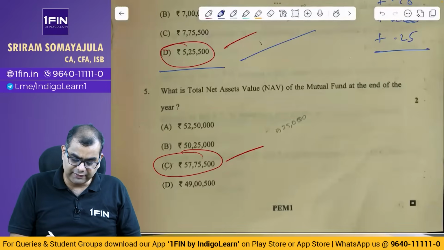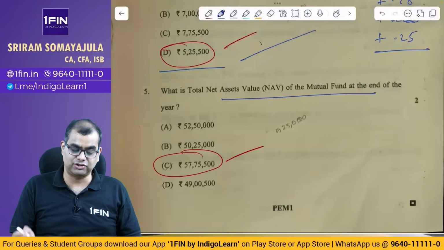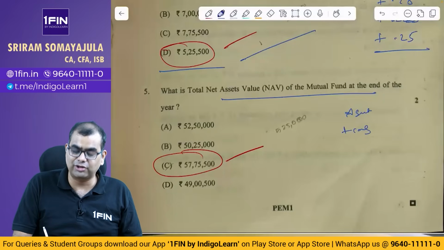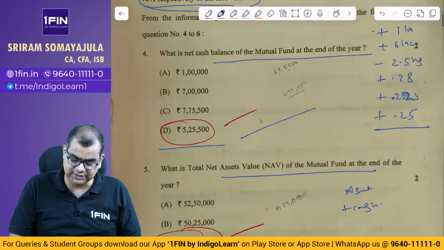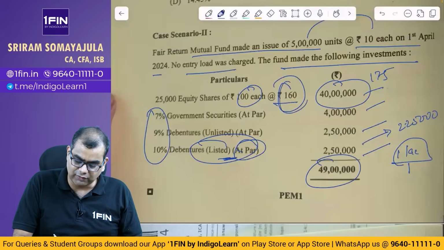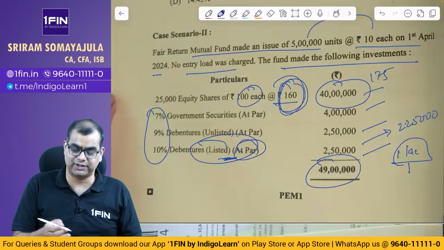Very simple. Then what is the NAV of the mutual fund at the end of the year? So what is NAV? Your assets plus cash balance, if any. So you have to find out the value of the assets. What is the value of the assets? Here you have this one, no? Whatever is 40 lakhs, this has grown from 160 to 175. That is what we identified.